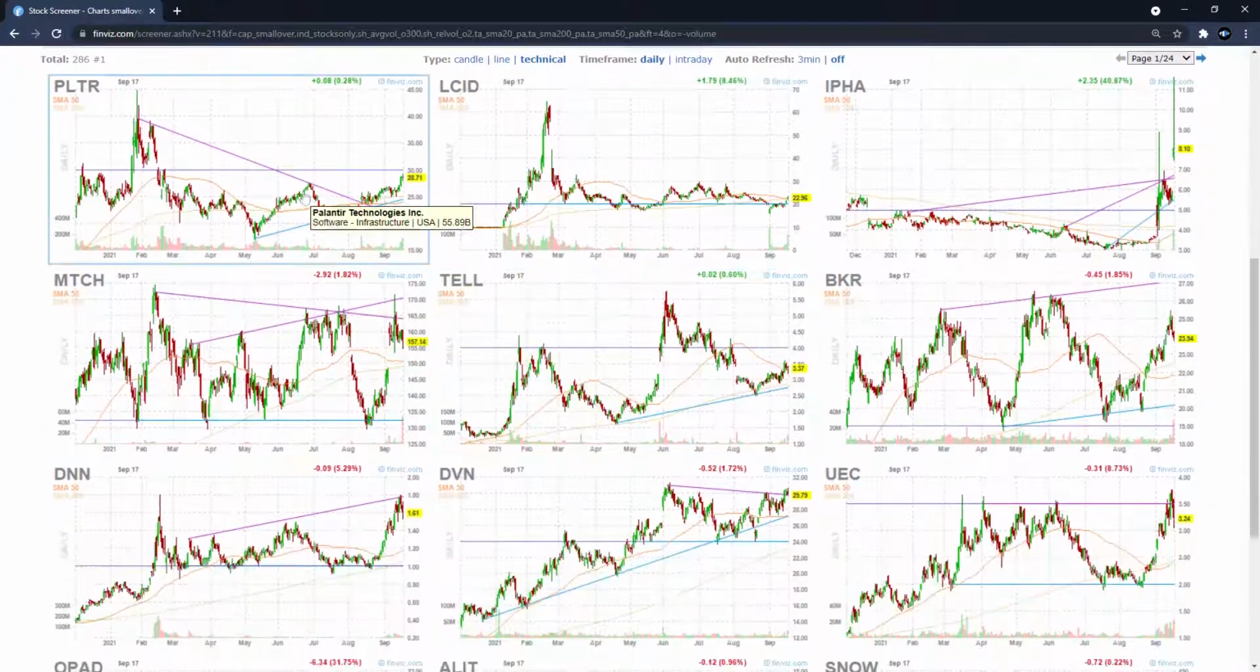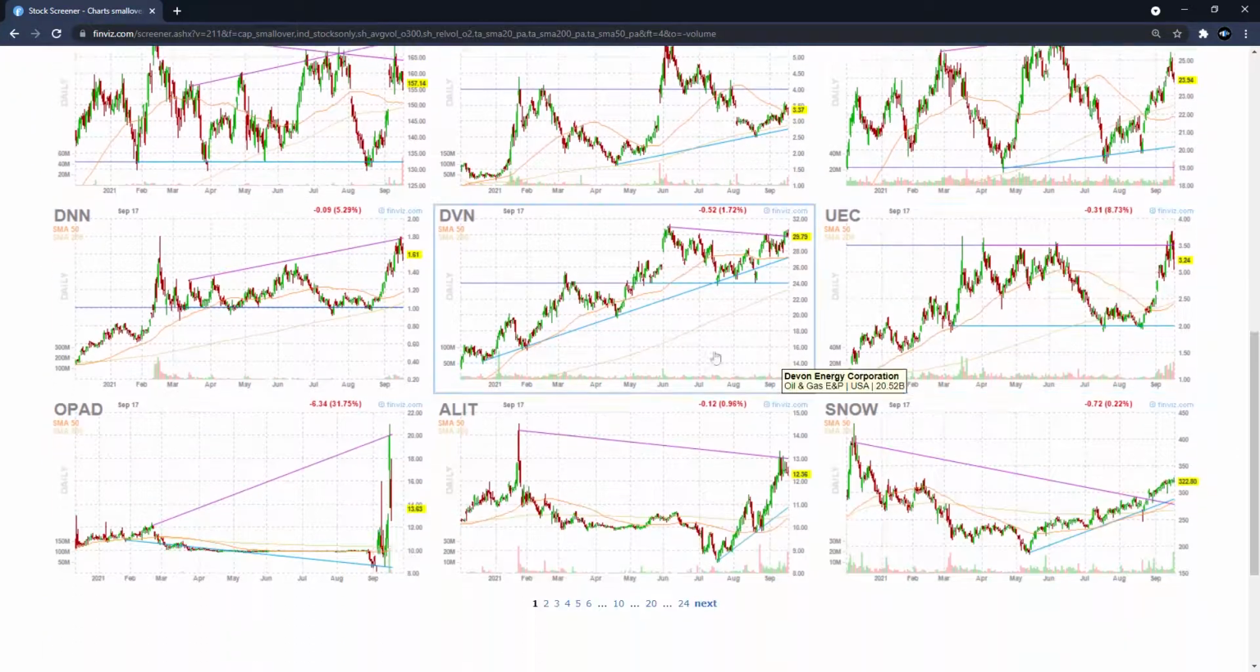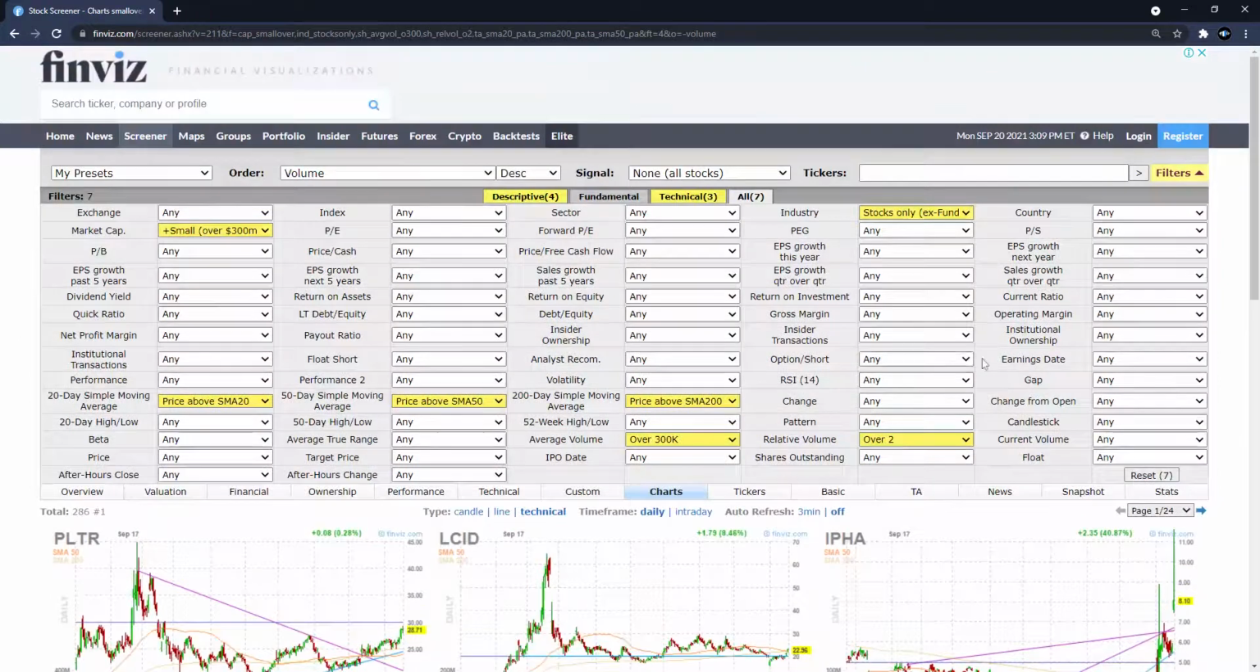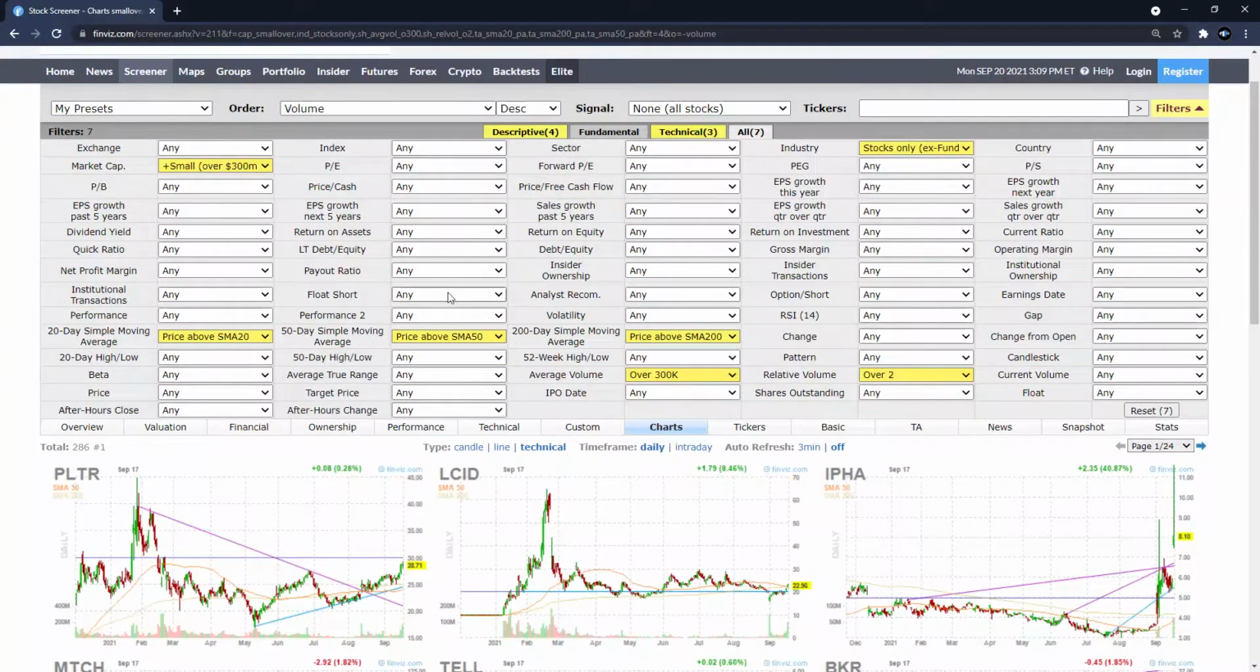So that's about it for today. You can go ahead and find your stocks based on what style of trading you use. But this is the screener. You can go ahead and screenshot this, and that's about it for today.